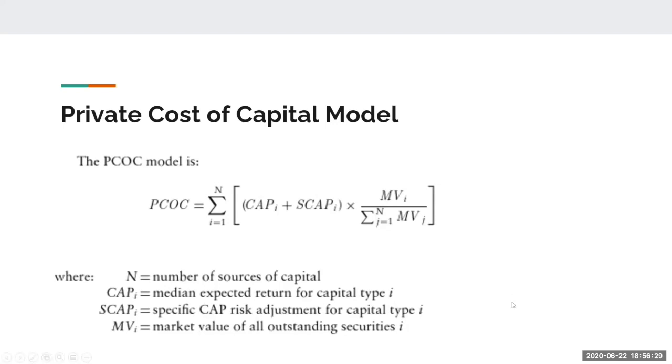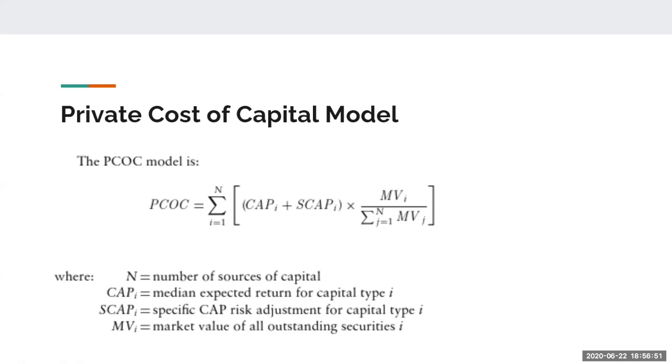The third step is to adjust the selected median capital type for risk. In order to determine the risk adjustment, an appraiser must compare surveyed and subject credit boxes for each capital type. Using information from the company's cash flow statement, the appraiser can calculate exactly how risky a company is compared to other surveyed companies and adjust the median expected return accordingly.